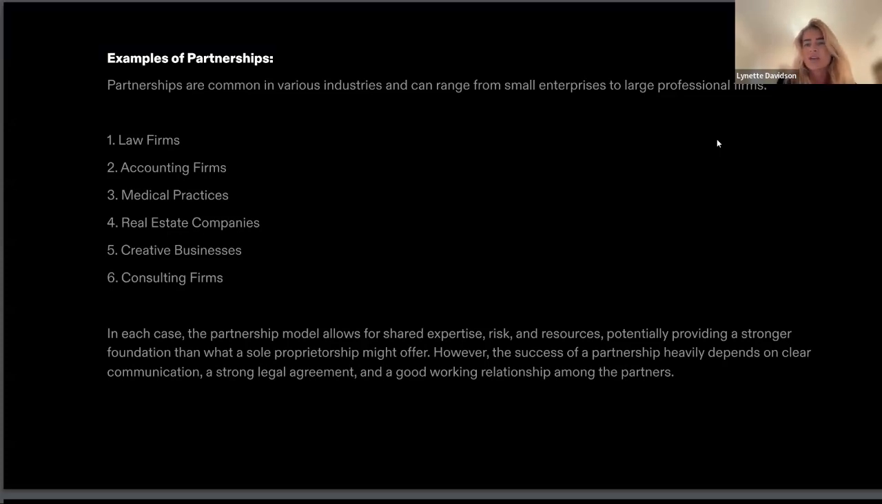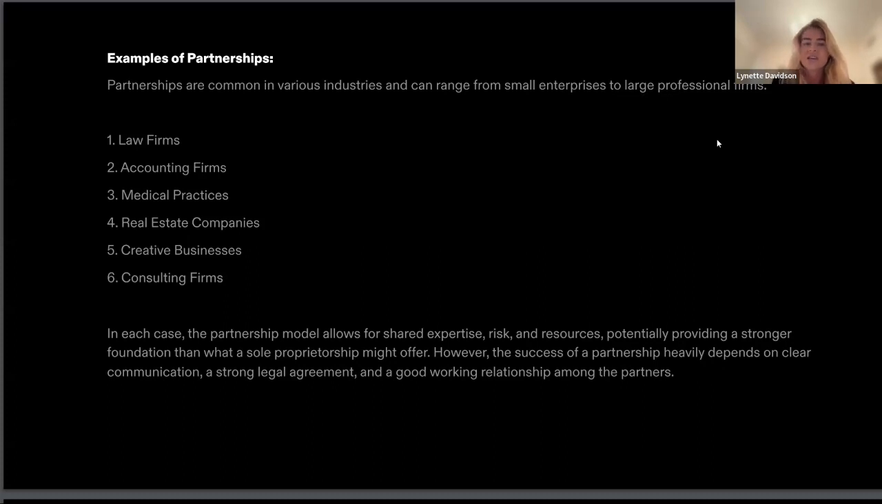Another example could be a creative business, for example, with different types of designers. If they want to create an entity, for example, an advertising agency or a design studio or even a film production, they might be structured as a partnership to pool creative talent and their different resources. Another example could be a consultancy firm. Experts in certain fields might band together to start a consulting firm to leverage their combined expertise and their network so they can reach a bigger target audience.